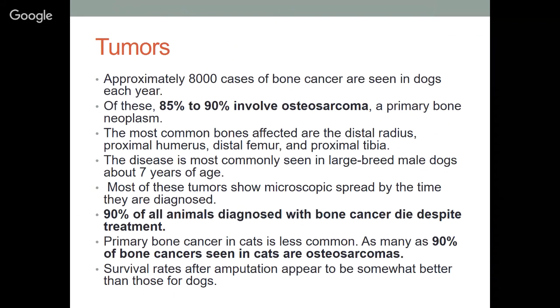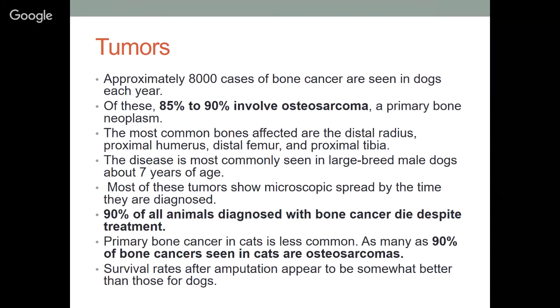Disease is commonly seen in large breed male dogs of 7 years of age. I've seen it in dogs as young as two. Most of these tumors show microscopic spread by the time they are diagnosed, so they've already metastasized. 90% of all animals diagnosed with bone cancer die despite treatment. This is why it's devastating.